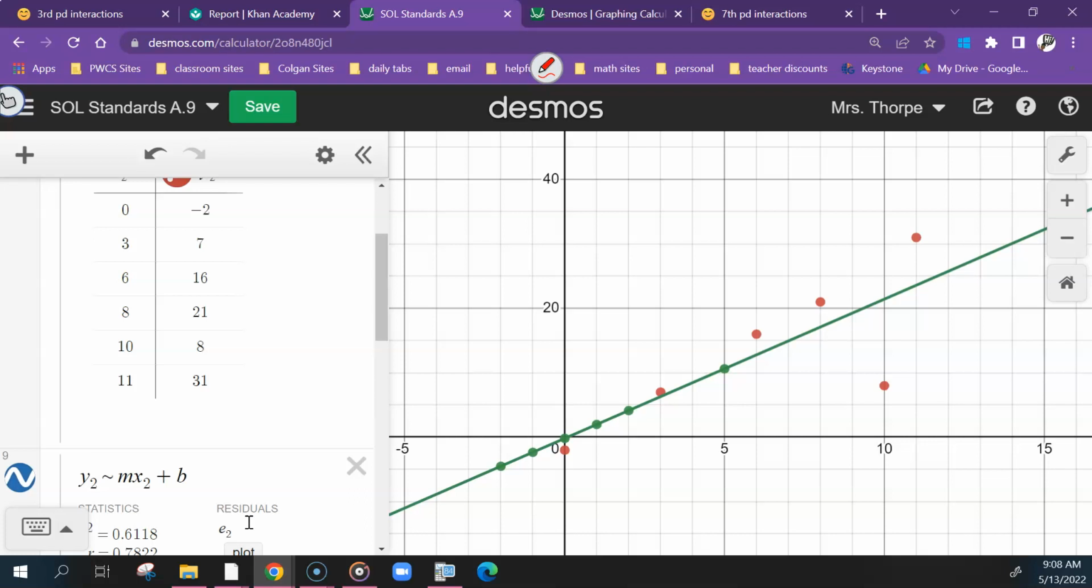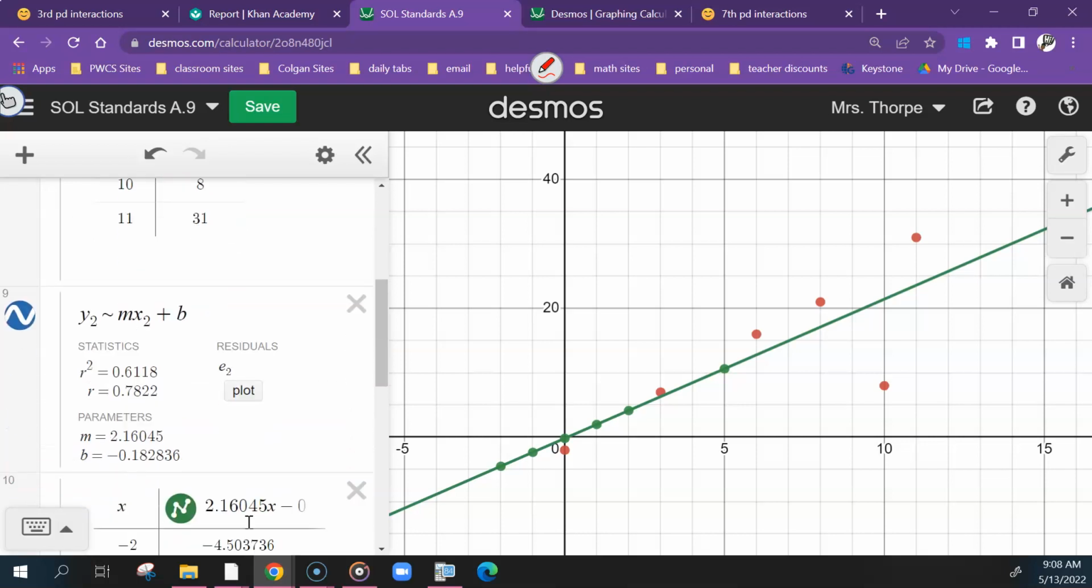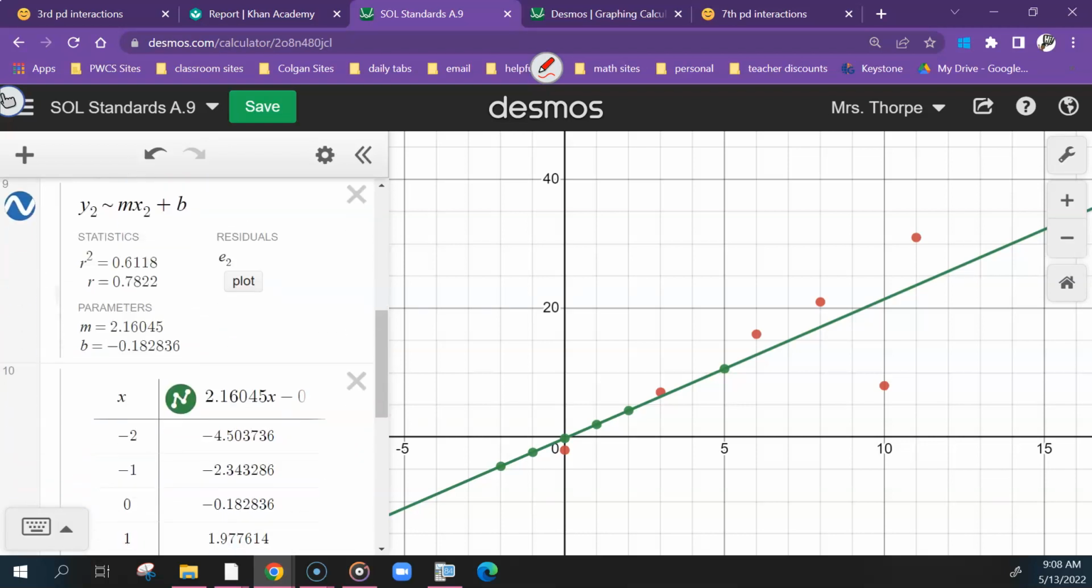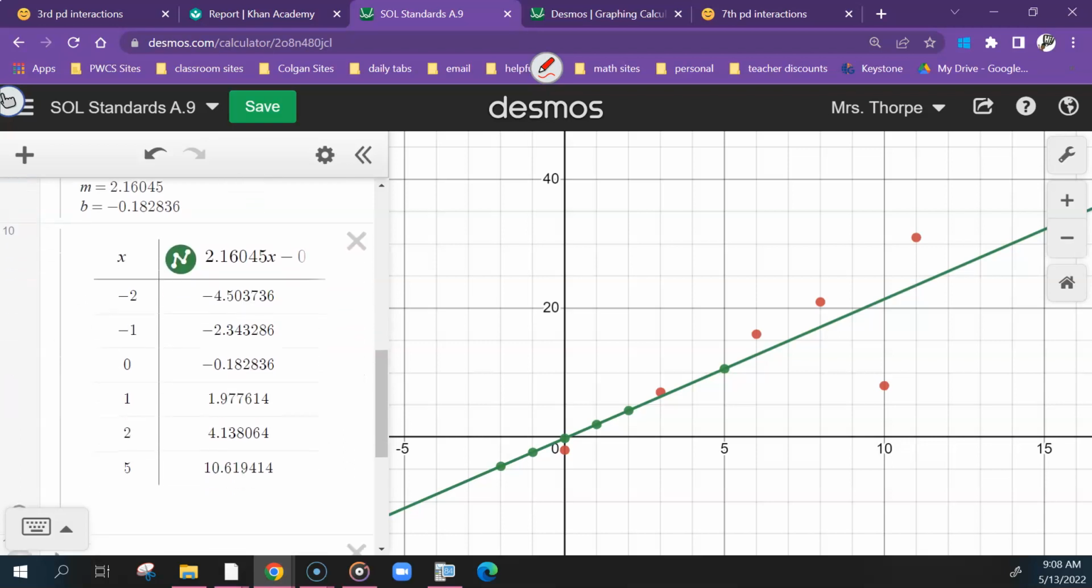As I put in all my points and I find my line of best fit, it gives me those values. Then the second part of that asks to find the y value when the input was 5. So you could put in your new equation, go into the gear wheel, make it a table, put in 5, and see what that value would be.